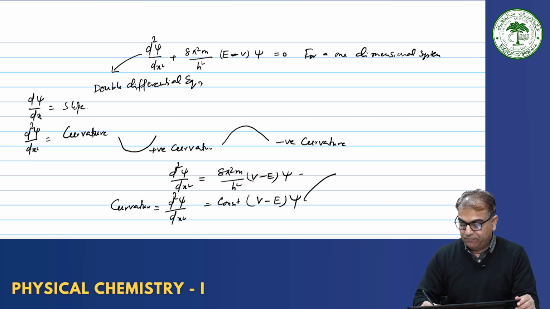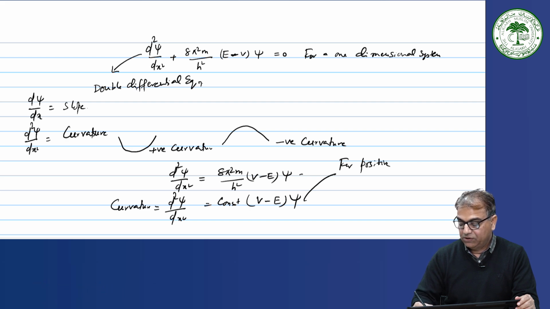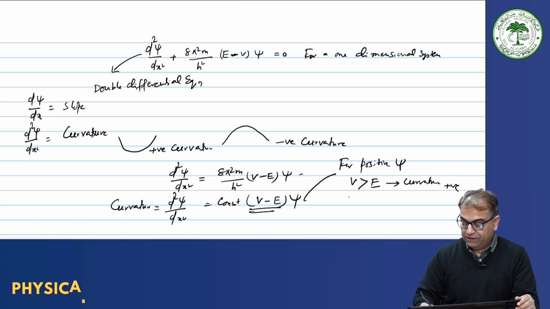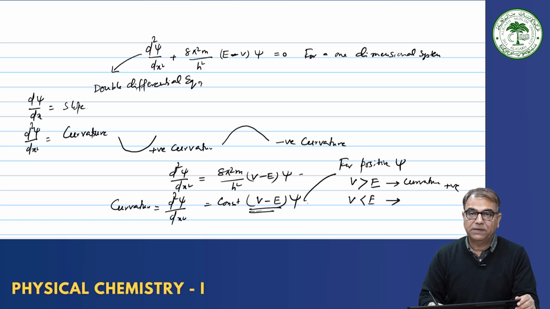So for a positive psi, if V is greater than E, then V minus E is positive and psi is positive, so the curvature will be positive. If V is less than E, then this part will be negative and psi is positive, so the curvature will be negative.